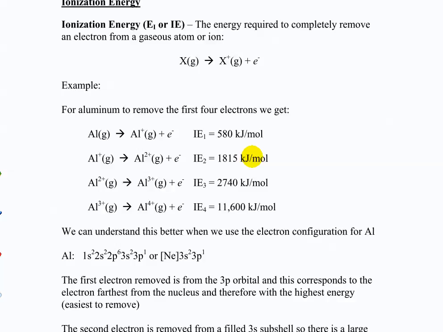Is that only for aluminum or is that for everything? That number or the unit? Number. The number is just for aluminum. So we're going to see a lot of different ones.